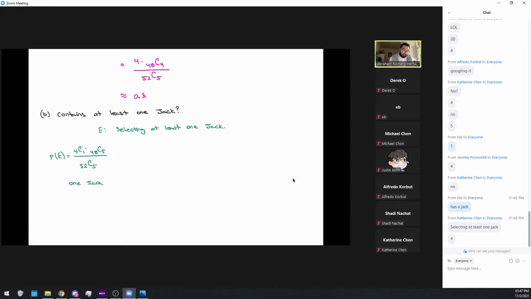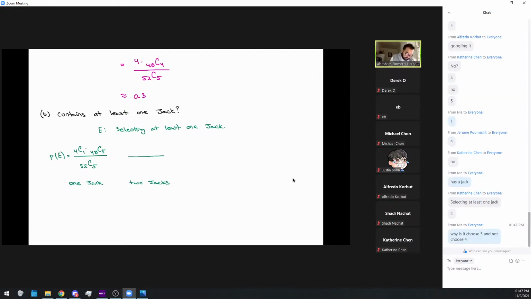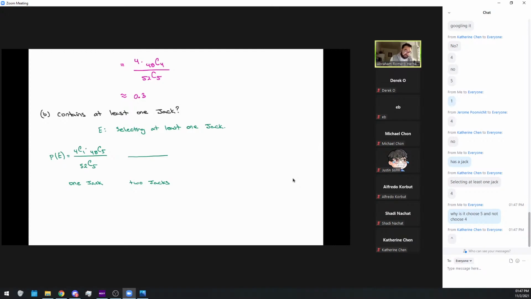Okay, but am I done? No. Why? Because the rule says at least 1 jack. So that means I need, what happens if I have 2 jacks? Well, the probability of selecting 2 jacks, the denominator is still 52 choose 5. Oh, I'm sorry, it should be choose 4. Thank you very much. I messed up.